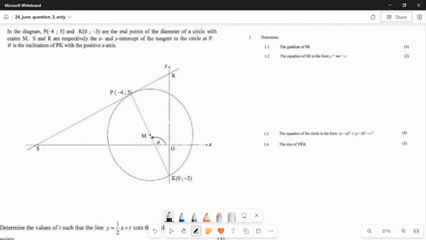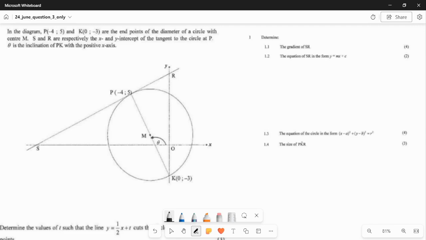Okay, question number 2, or rather question number 3. In the diagram, P and K are the endpoints of a diameter of a circle with center M. S and R are respectively the x and y intercept of the tangent to the circle at P. Theta is the inclination of PK with the positive x-axis. Okay, with the positive x-axis, so going that side.